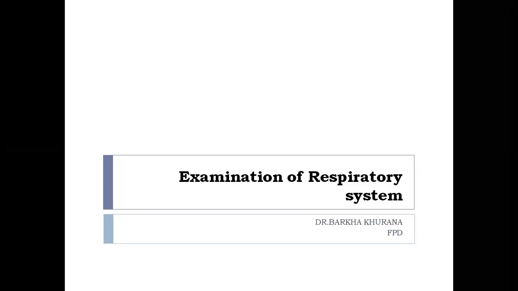In today's session, we will be discussing examination of the respiratory system, which is important for a physiotherapist also, because before giving chest physiotherapy, we need to examine the respiratory system. I hope you will understand this session well, as it is also important for BPT, BRIT, and optometry. So let us start with examination of the respiratory system.